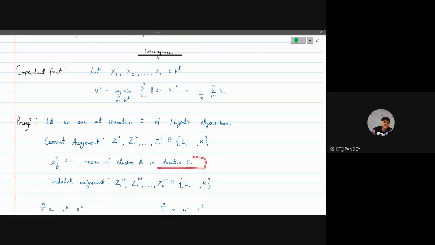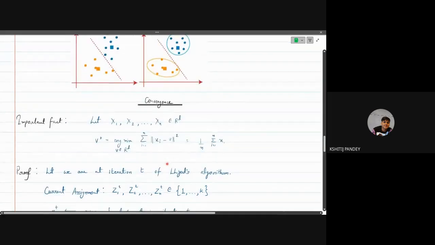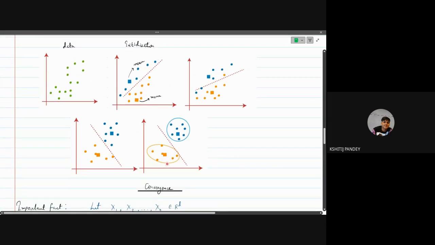This is the current assignment we are referring to, and this mu tk is the mean of the cluster k in iteration t. After computing the mean, we update the assignment, as discussed here. And how do we update the assignment?